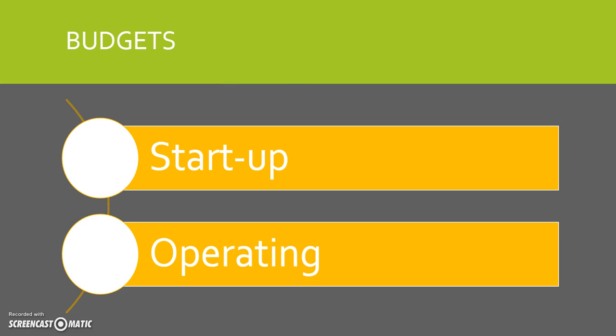Budgets. So we have two different types of budgets. The first one is called a startup, and the second one is the operating. So with a startup budget, this consists of all the expenses that are going to be incurred by starting the center. Some of these can be the building expense, a down payment, or if you're going to renovate an existing building. Next is purchasing new equipment or using equipment that has been used or donated.